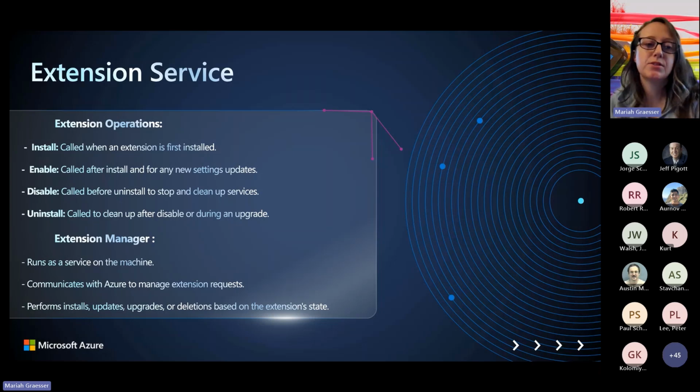So yeah, install, if the extension is already on the box, but then you're deploying new settings, then the agent will only call enable, which just basically applies those new settings to the machine. If it's a delete request, it'll call the disable and uninstall, which pair together to make sure all the services are cleaned up and then everything gets cleaned up from the extension. And then upgrade, if you're upgrading the extension version, then that will delete the old extension and then install the new extension.